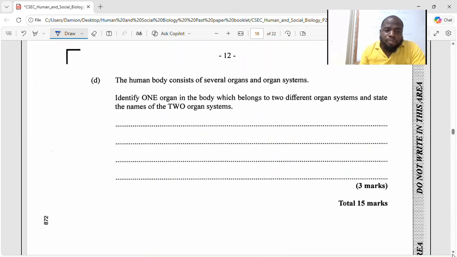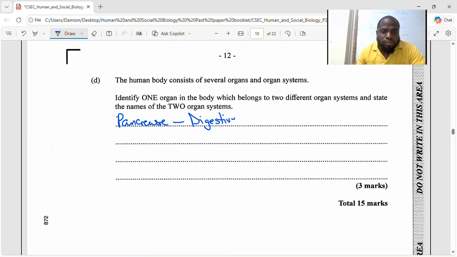So it says, part D: the human body consists of several organs and organ systems. Identify one organ in the body which belongs to two different organ systems and state the names of the two organ systems. So one of the organs in question is the pancreas. The pancreas is a part of the digestive system, and also a part of the endocrine.